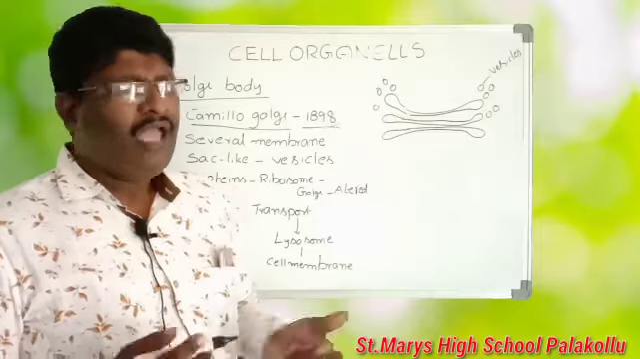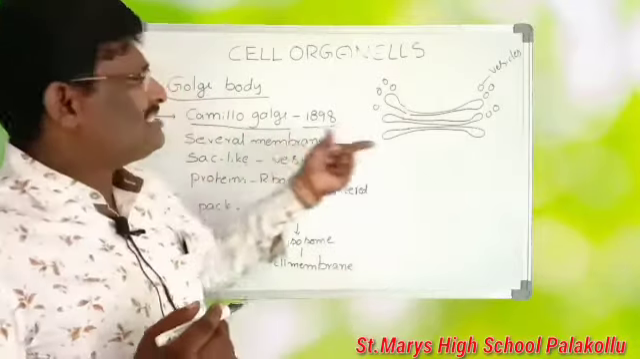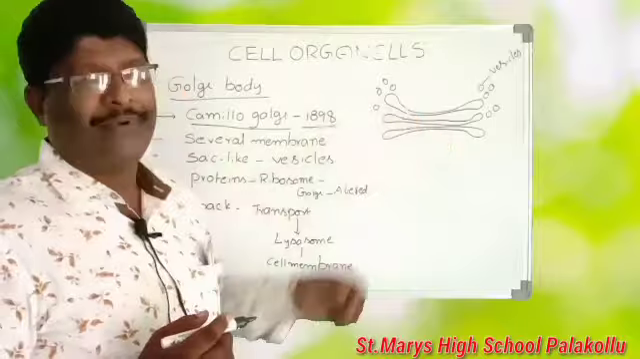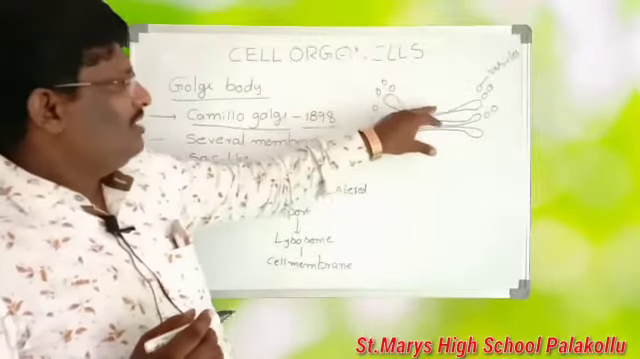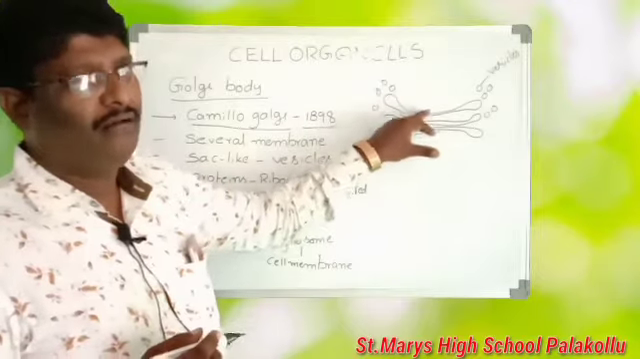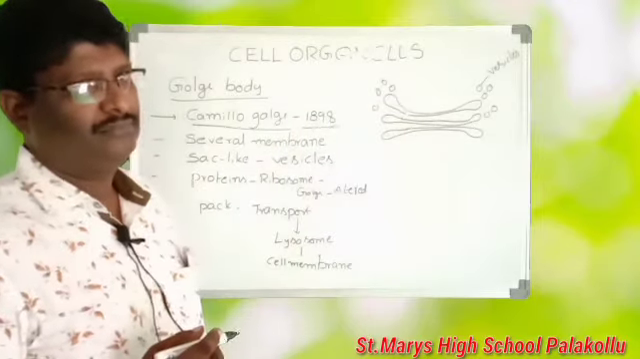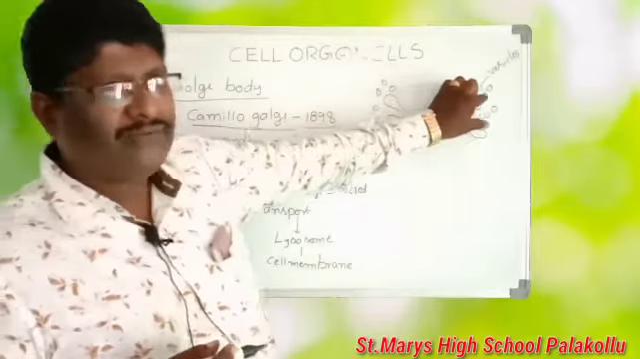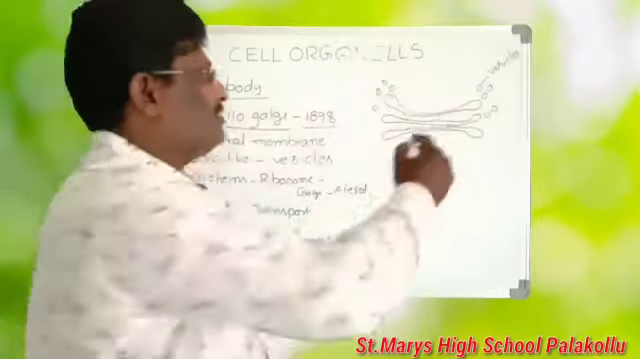1898. Actually, if you see the structure of this Golgi apparatus, it is made up of several layers. The end portion of the layer looks like a sac-like structure.